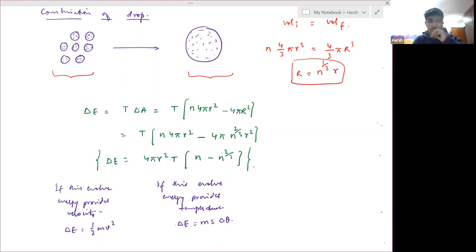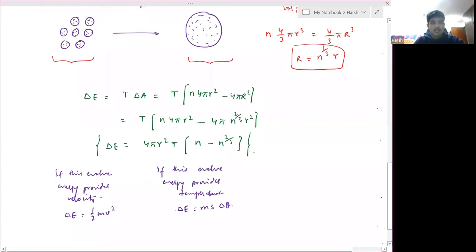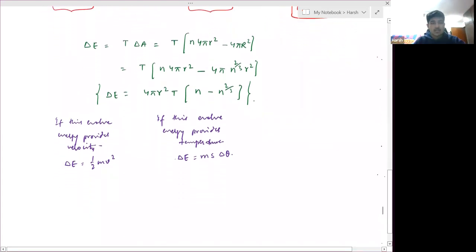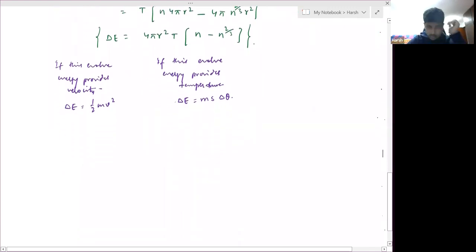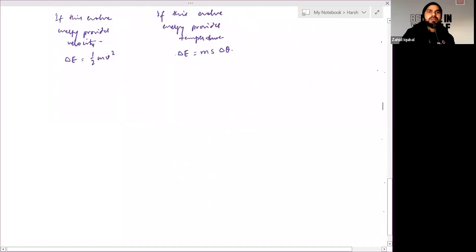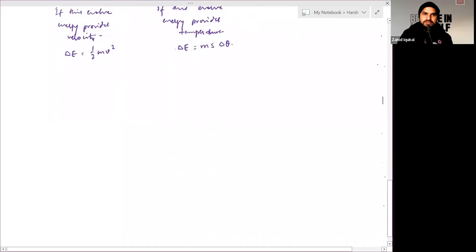Done, sir. Okay, so this is all about the surface energy and work done to increase or decrease surface and so on. The next concept is pressure difference due to the shape of the meniscus, which is also called excess pressure. So let me define it for you.